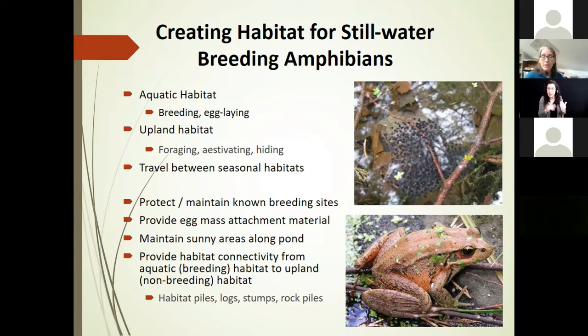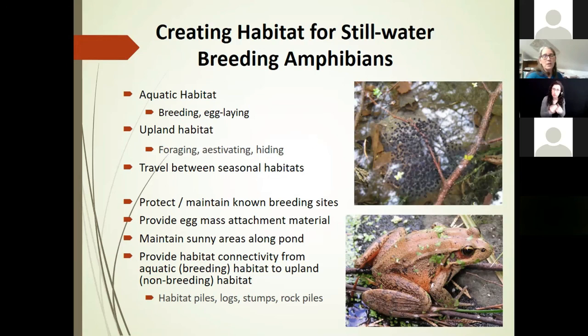Providing sun. Sometimes in my world anyway, I am involved in a lot of riparian restoration projects, and I've talked about riparian restoration in this presentation, and revegetating streams and waterways is important for cooling water to meet water quality criteria, but there are species that need sun on the water, and amphibians are one of those. Because it's the warmth from the sun that makes those eggs grow.